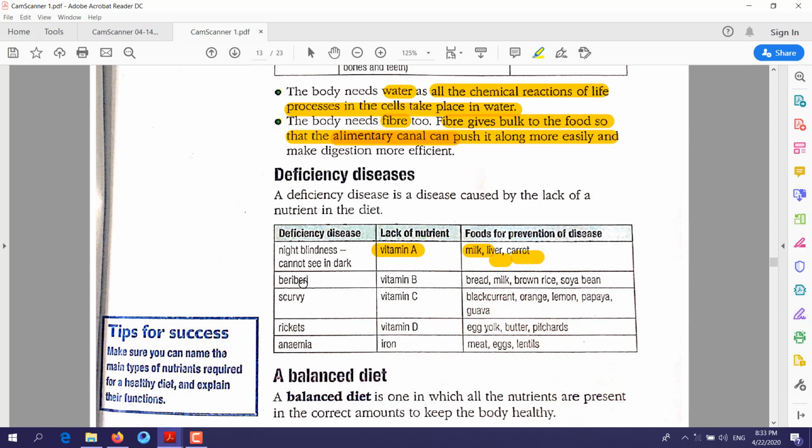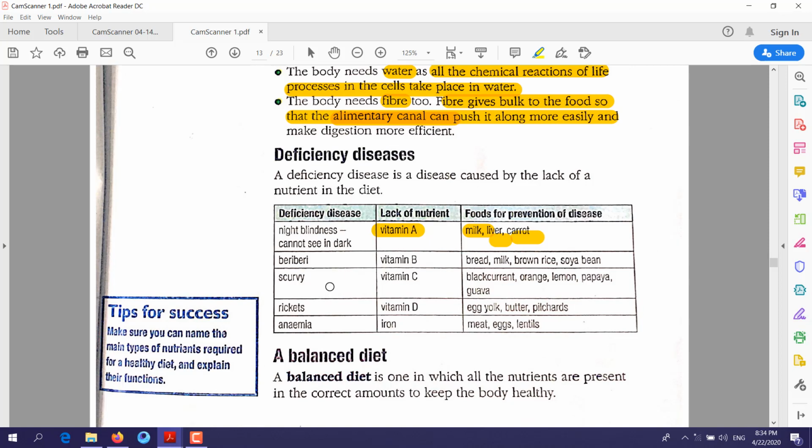Then beriberi happens when you have less vitamin B in your body. From where can you get vitamin B? You can get vitamin B from bread, milk, brown rice, and soya bean. If you ask what beriberi is, it's a kind of disease that causes inflammation of the nerves and heart failure, caused by deficiency of vitamin B.